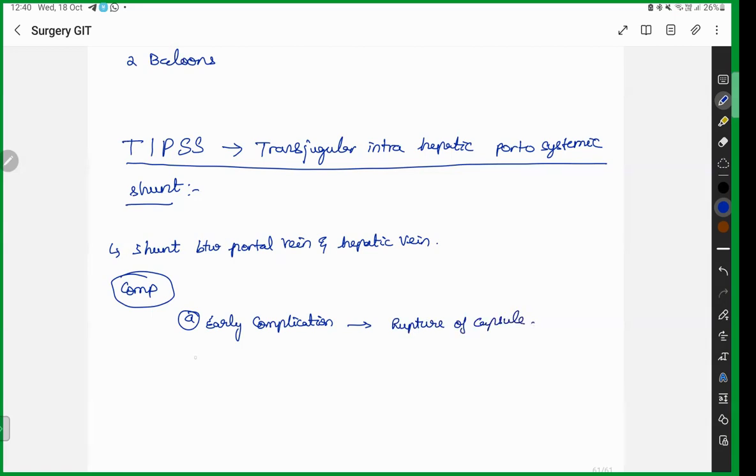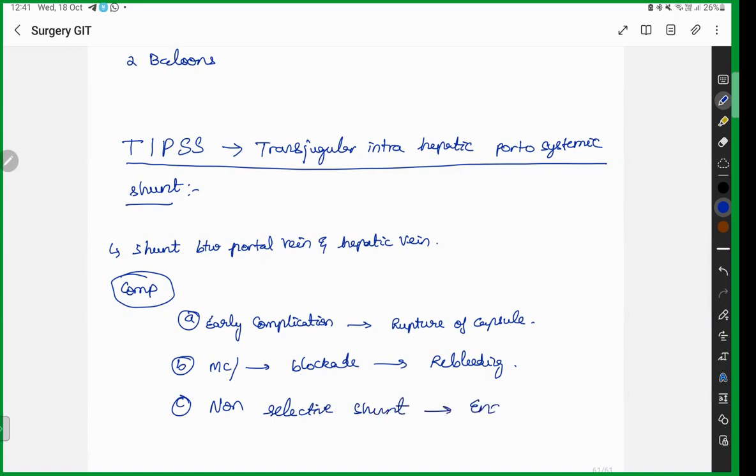What is going to be your most common complication is going to be blockade. This leads to rebleeding. Very important. And this is going to be a non-selective shunt, and since it is a non-selective shunt, it is going to give rise to encephalopathy. Very important, guys. These are the complications of your transjugular intrahepatic portosystemic shunt.